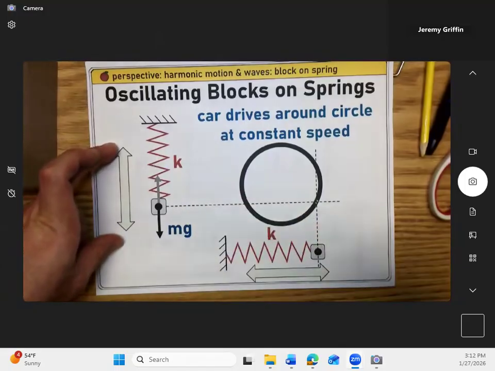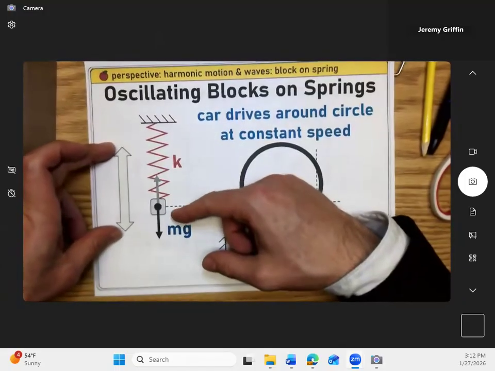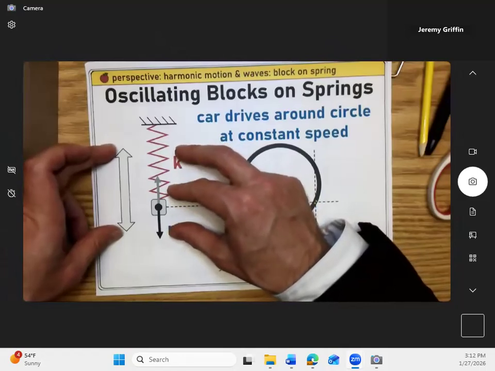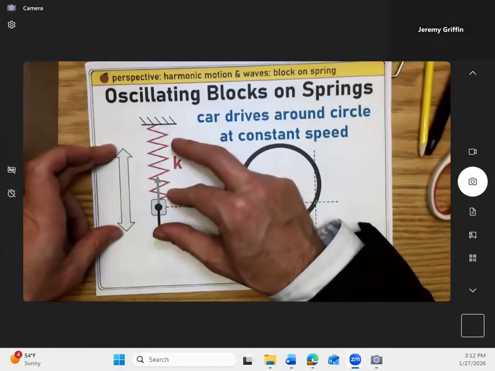Do you guys think its speed is constantly changing? Well, where do you think it's going the fastest? At the bottom, middle, or the top? Where's it going the fastest, according to the radar gun? Actually, where it's turning around, do you think it has 0 speed? Where it's turning around? Yeah.